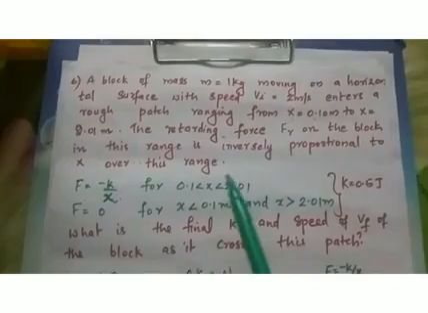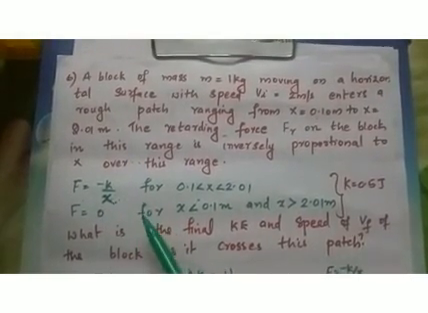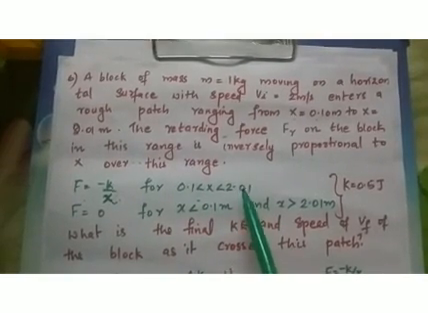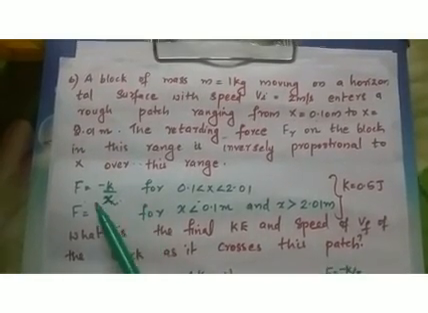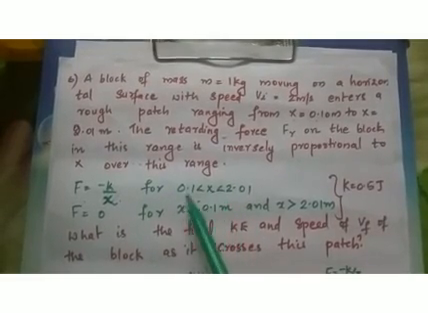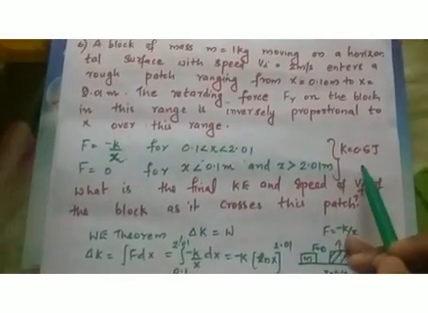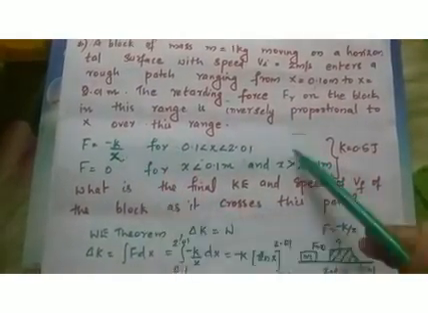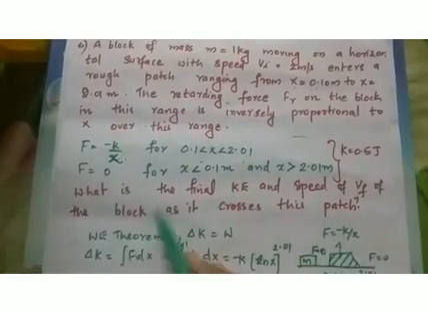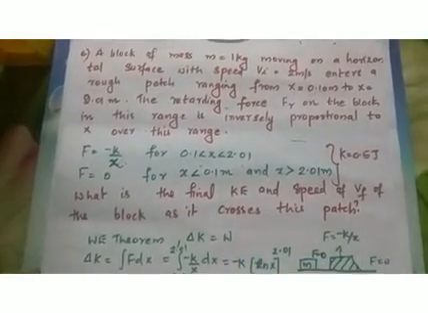x. Then for other range, force will be 0. So for x less than 0.1 and for x greater than 2.01, force will be 0 and force will be minus k by x only for this range when the distance x is between 0.1 to 2.01 meter. Then the spring constant k is given. The value of k is 0.5 joule. What is the final kinetic energy and speed Vf of the block as it crosses this patch?